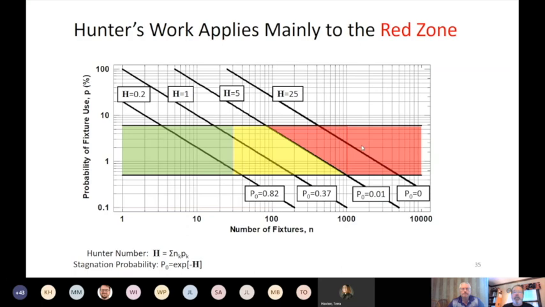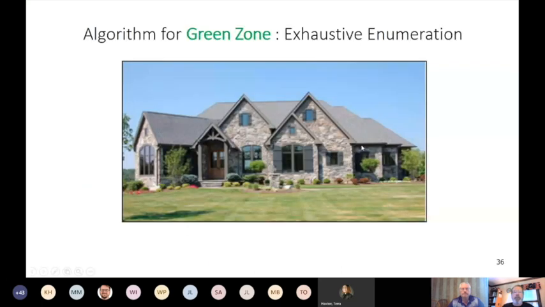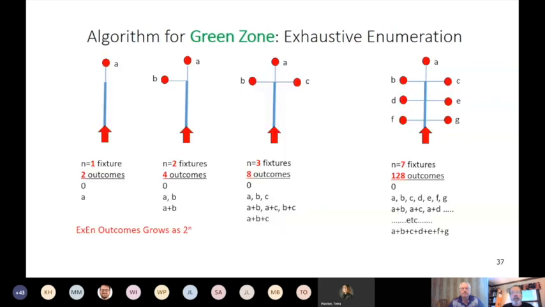So we just visited what would be the red zone. Now we're going to take another look at the green zone, and this is an area where we use what we call exhaustive enumeration. In the green zone, which has smaller buildings, we can't really use this normal approximation, and instead we have to take a look at the individual effects of each fixture. With just one fixture there are just two outcomes: it's either on or it's not on. With two fixtures, there's 4. With 3 fixtures, there's 8. I think you get the idea. It grows as 2 to the n.